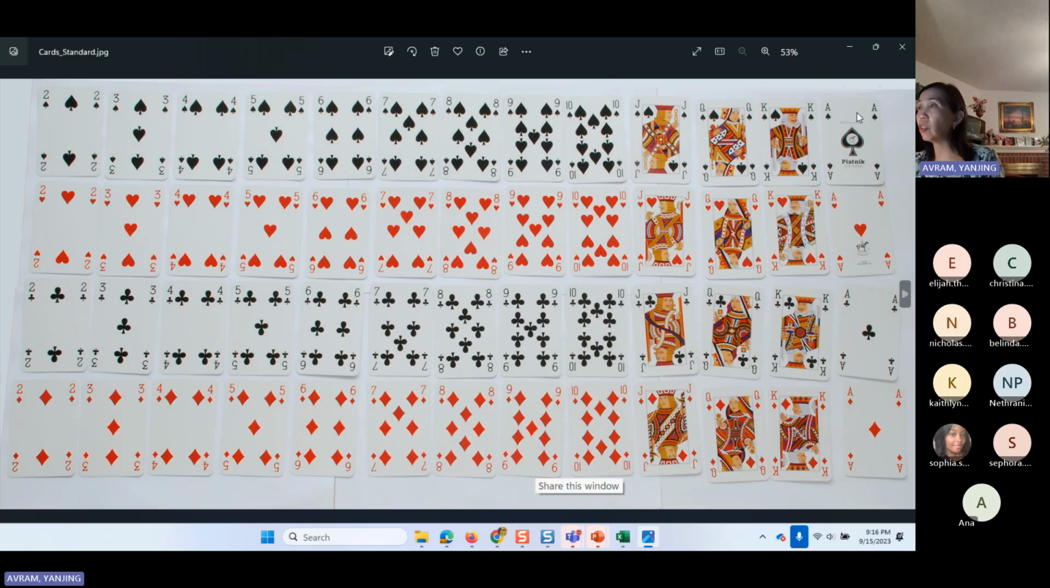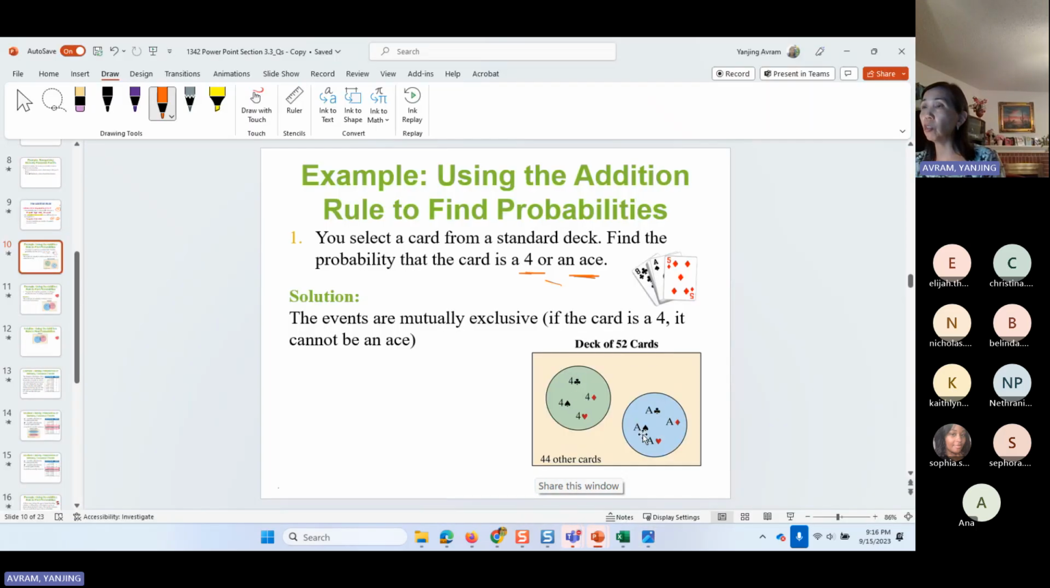Or an ace is right here. An ace is also right here, so there's nothing overlapping. You just add these two together, so you have a total of 8 out of the 52. This is how you write it: probability of 4 or ace. Since this is mutually exclusive, we have the probability of a 4 plus the probability of getting an ace.